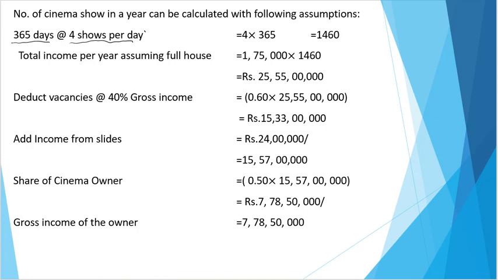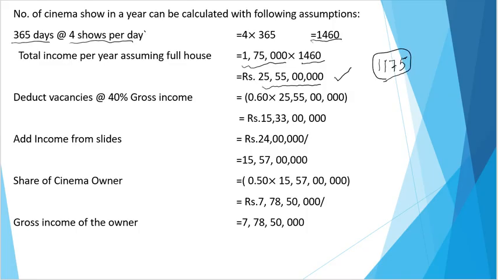So if 4 shows are daily, in a year there will be 1460 shows. He is getting 1,75,000 from a single show. So total shows are 1460. So he will get 25 crore 50 lakh from all the shows. But this will be when 100% of seats are occupied, meaning all 1175 seats are occupied in all the shows.